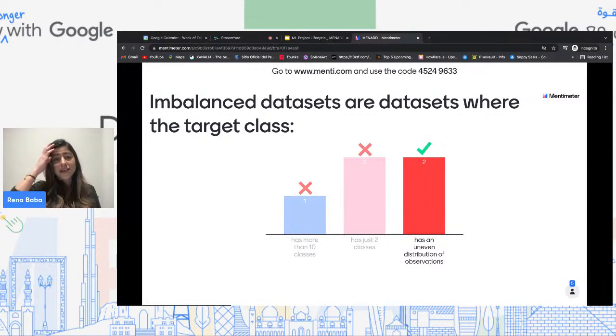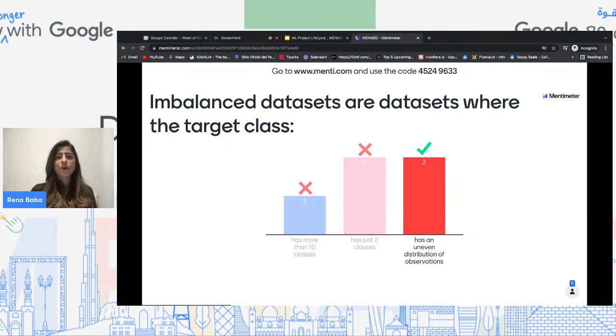Same thing goes for some diseases. If you're detecting a specific disease in the population, you might find most observations are healthy and a small number are unhealthy. So when we talk about attrition, that's one of the things we're going to face. As I said, you'll have a lot of observations about people who stayed at a company.